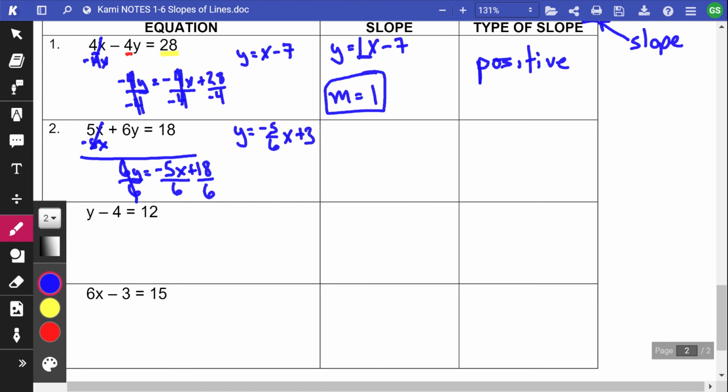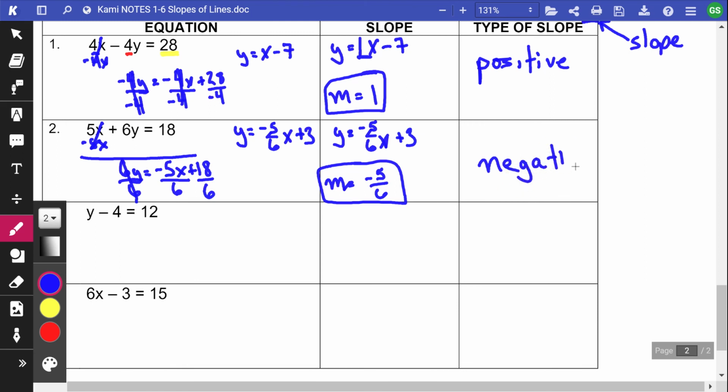All right, now remember, we said the slope is always, when it's in this form, and this is the reason why we want to get it into this form, because it's really easy to identify the slope. Okay, so y equals negative 5/6 x plus 3. Well, what is the slope in this line right here? Take a second. Now remember, it's always the number in front of the x. It's the constant in front of the x. So slope is equal to negative 5/6. And that is a negative slope.